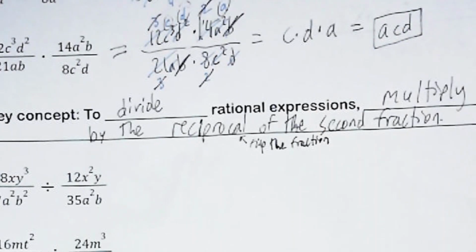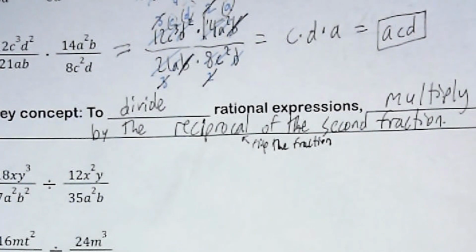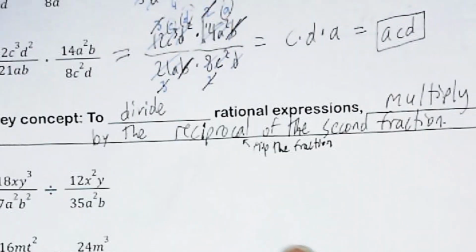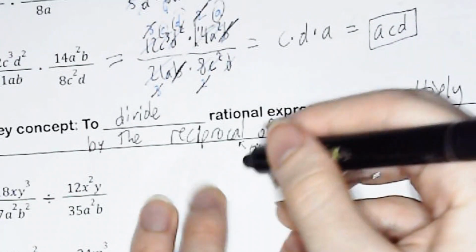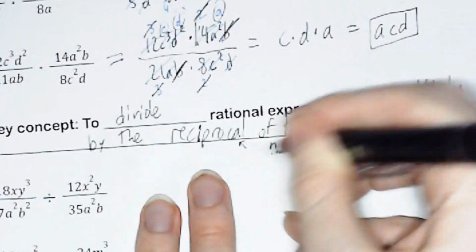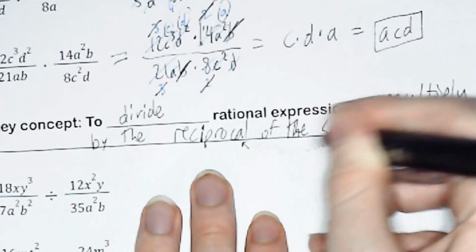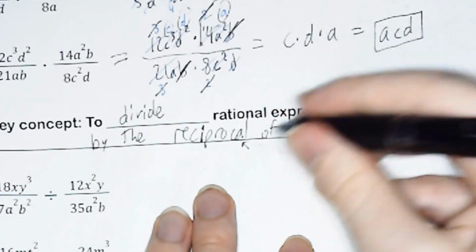Now what does that mean? That means the numerator and the denominator swap places. Again, this says flip the fraction. I know that's kind of hard to see with this poor quality document camera. I don't know why the quality has gone so far down from what it was before.